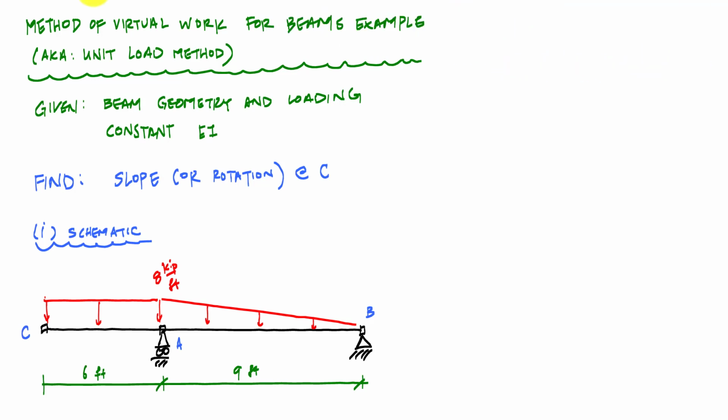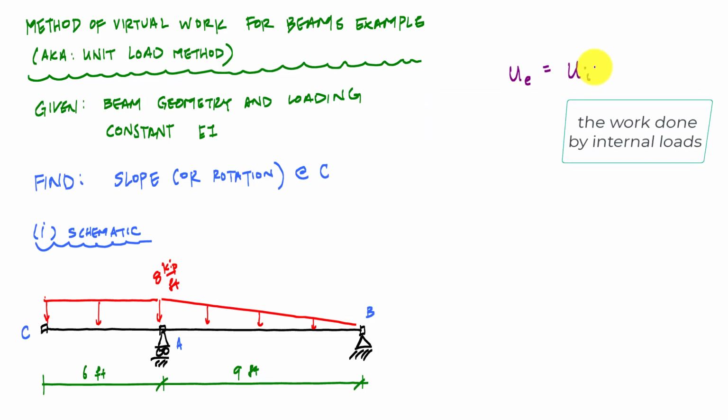Now, what we're going to do in this problem is use the unit load method, or the method of virtual work, which is based on the idea that the work of all the external loads is equal to the internal work, or the work done by all the internal loads. And in most cases for beams, we're going to neglect the work of axial loads and the work of shear loads. And so we'll only be worried about the work associated with the internal bending moment within a beam.